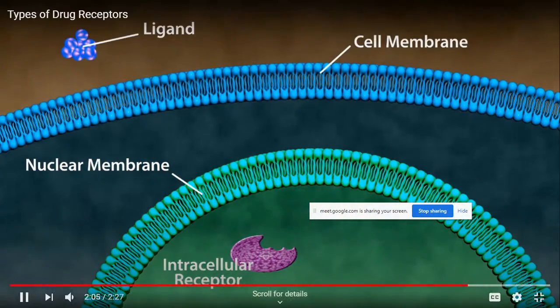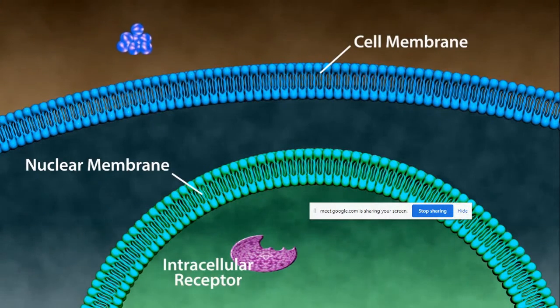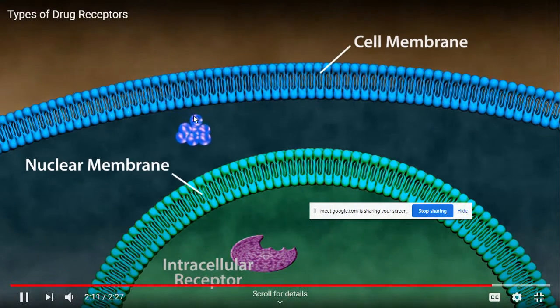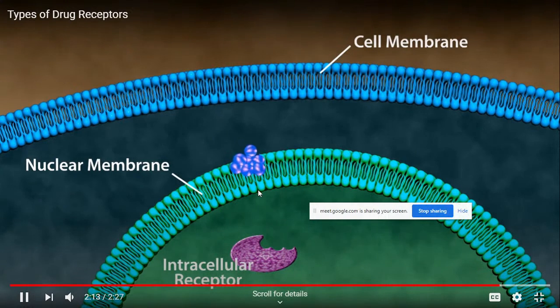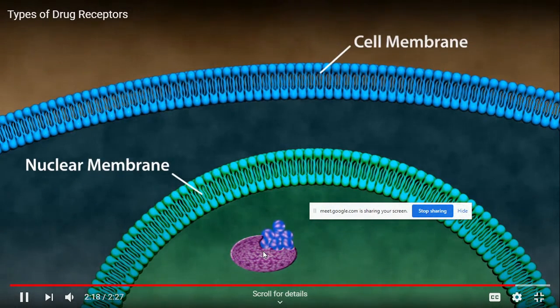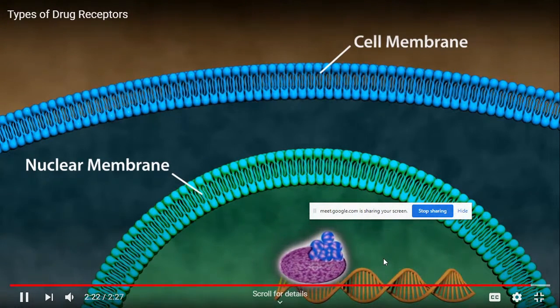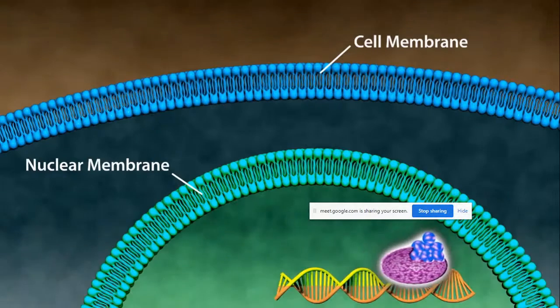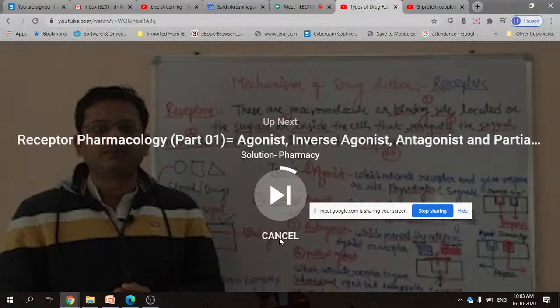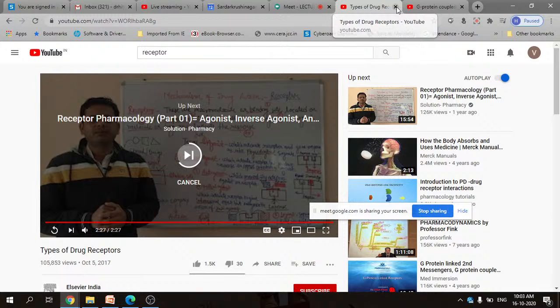And this is the intracellular receptor. Ligands that pass through the cell membrane enter the cell, cross the nuclear membrane and enter the nucleus, where the ligand binds to the intranuclear receptor. An example is the steroid receptor. This can alter the transcription of DNA within a cell, which will increase the synthesis of DNA and RNA. So this is the basic concept of drug receptors.